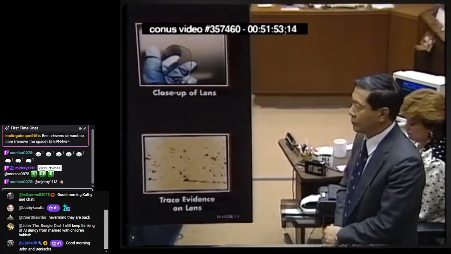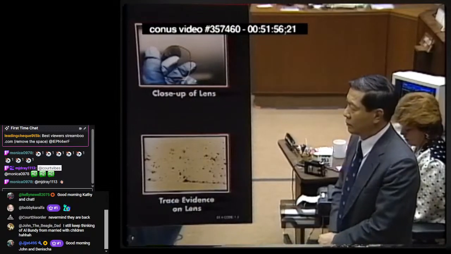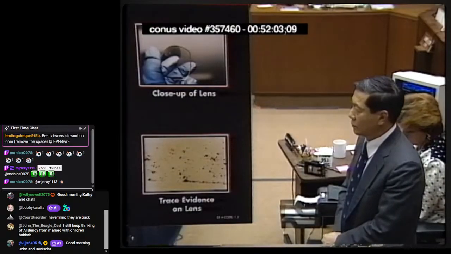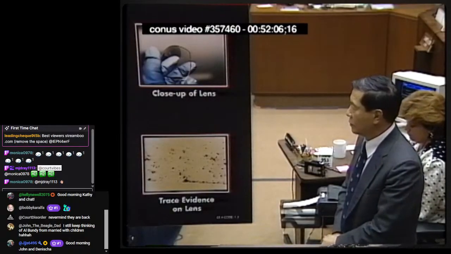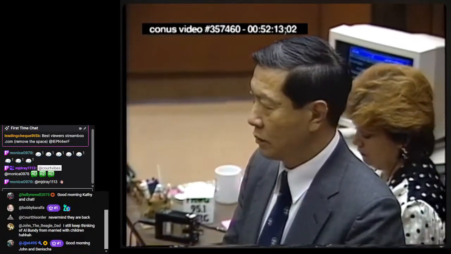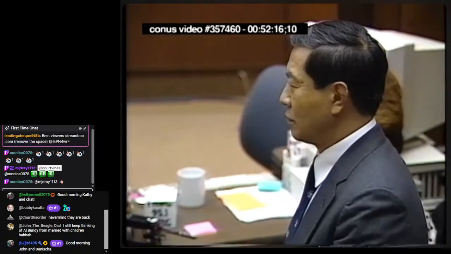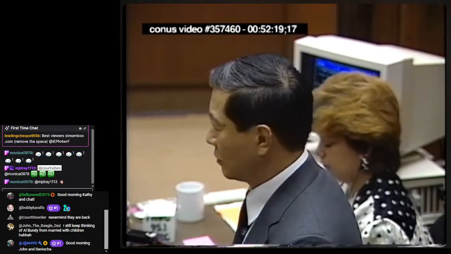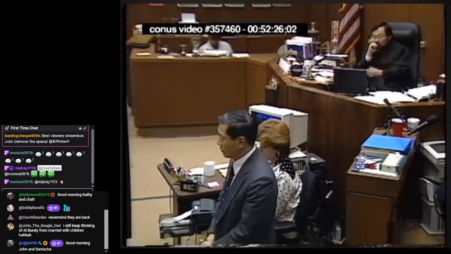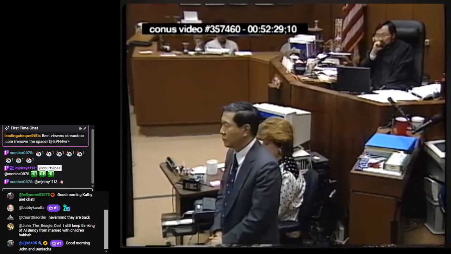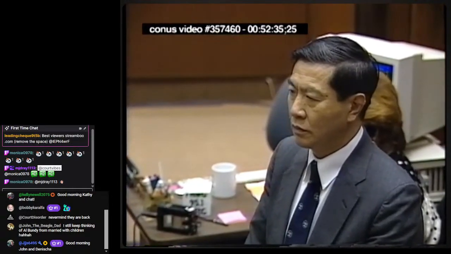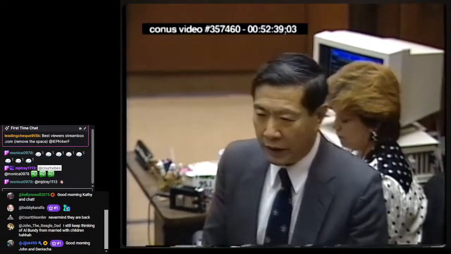Could that transfer be consistent with a finger smearing the lens? Speculation, same objections. Sustained. Well, in terms of mechanisms, what kind of mechanisms could cause that kind of smearing? Same objections. The jury's already heard what's called smearing. Your Honor, I'm just trying to elicit the mechanisms. He's told us smearing. Proceed. Can smearing be caused by manipulation with someone's fingers? It could be.